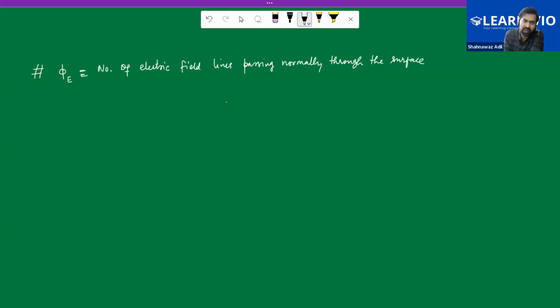So if we have this closed surface, and let's say we have this thing, this is coming in and this is going out, this is coming in and this is going out, this is coming in and this is going out. So for this case, what would be the number of electric field lines? Or what would be the flux?